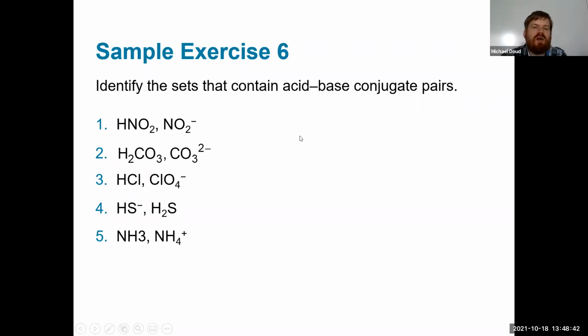Now try to identify which sets of these contain conjugate acid base pairs. So if a pair is a conjugate acid base, let's look at the first one here. We have HNO2 and NO2 minus. Could these be acid base conjugate pairs? Well, sure enough, HNO2, if it gives up a proton, is going to be nitrite, NO2 minus. So yes, this could be the acid, and this would be its conjugate base. So go ahead, pause the video, and do that reasoning for 2 through 5, and just give it a try.